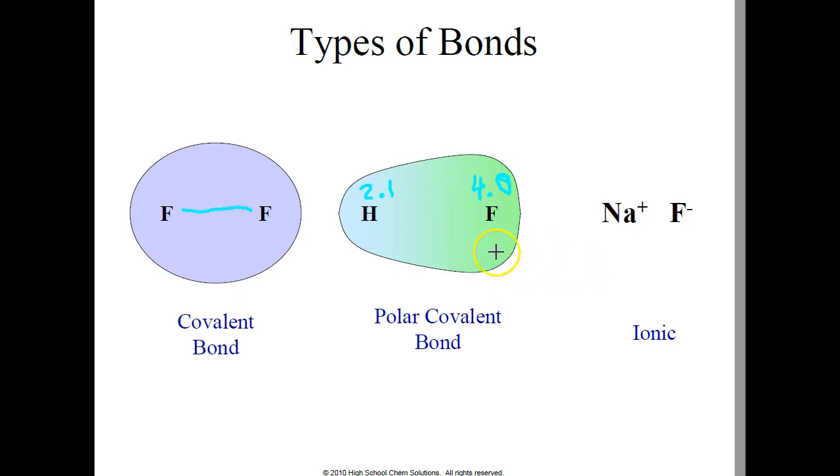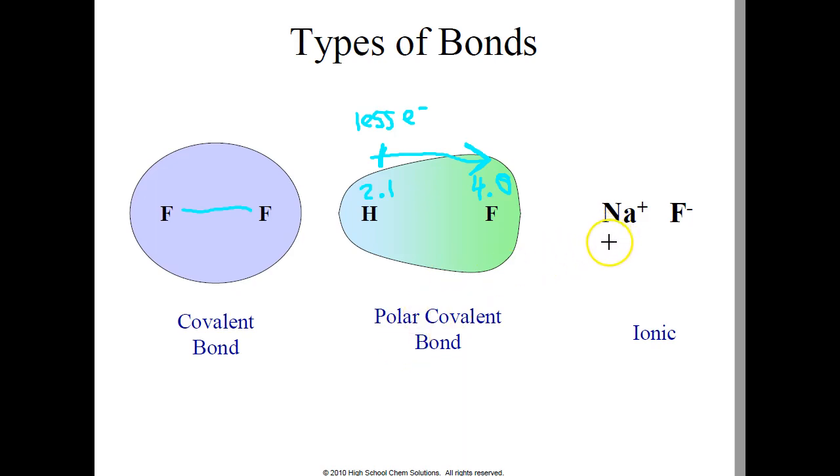Now, what we want to get in the habit of doing is drawing an arrow to show where the electrons are hanging out. So in this bond, our arrow would go toward fluorine. And the tail of that arrow is going to have a plus sign, which means that this is the end that has less electrons, while the fluorine end is going to be more negative with the more electrons. All right, so that's polar covalent, sharing unequally.